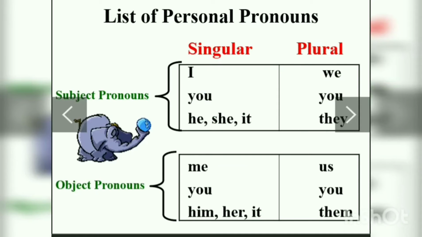List of personal pronouns. Singular, plural. Children, note down this column, okay? I, you, he, she, it. Plural: we, you, they. Object forms: me, us. You remains you. Him, her, it becomes them.